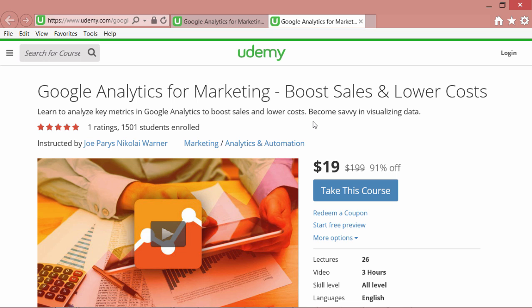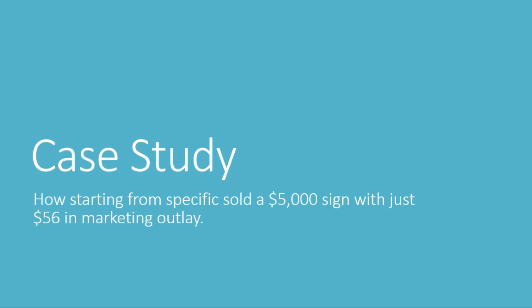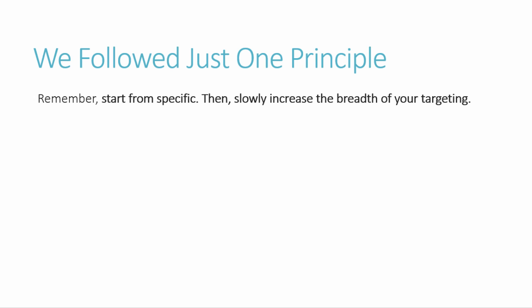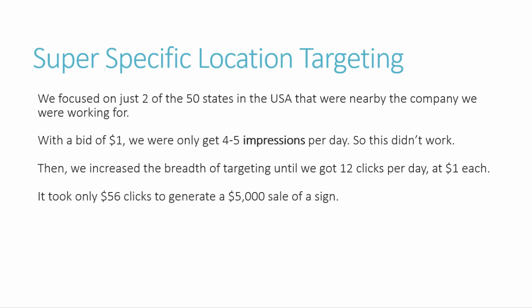Welcome back, guys, to this Google Analytics course. Next, I want to walk you through a case study of how, starting from a specific, as we learned before, sold a $5,000 sign with just $56 in marketing outlay. So we followed just one principle, which is super important to sell the sign. That's start from specific, then slowly increase the breadth of your targeting.